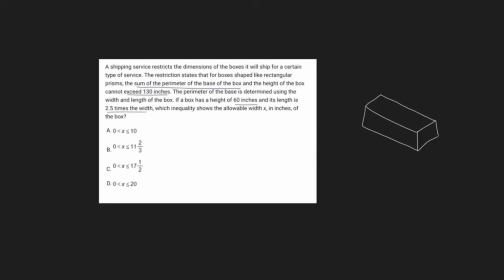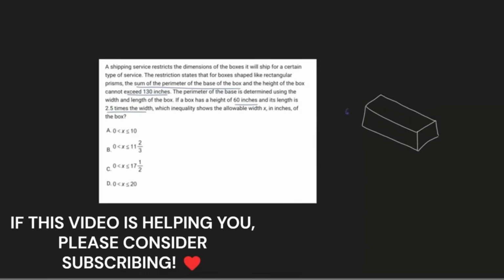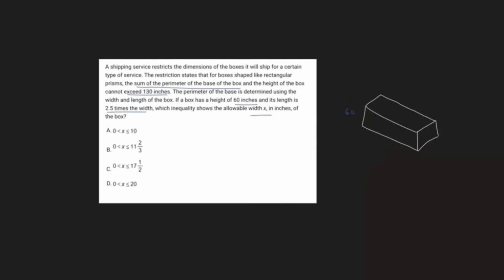All right, so first off, let's label our diagram. We know the height they give us is 60 inches, so let's write 60 out here. And then they also give us the width, which is x. We don't really have a value for x, so we'll just label x out here. We know the length is 2.5 times the width, so we write this as 2.5x. And now what we need to do is set up our inequality.